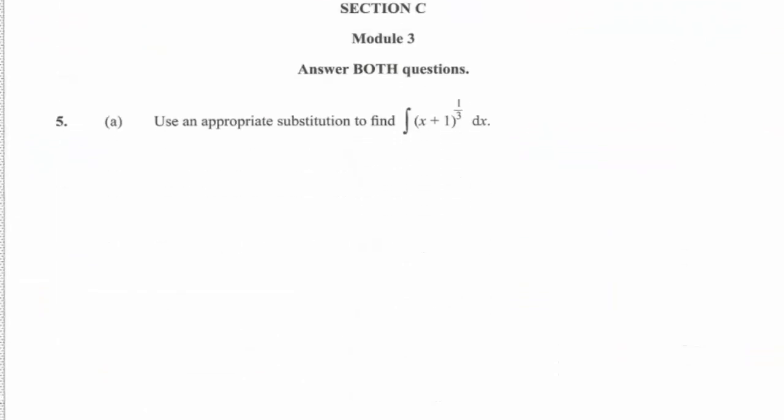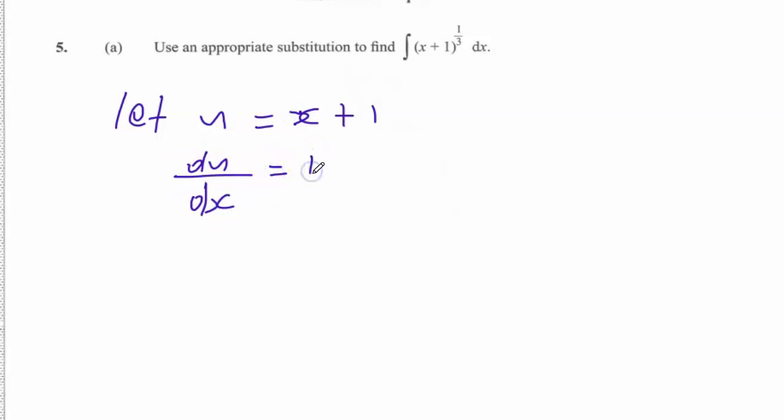So we are now at question 5. Use an appropriate substitution to find the integral of x plus 1 to the power third. So let u be equal to what's in the bracket, x plus 1, which means that du by dx would be equal to 1. Put 1 over 1, and if I cross multiply, I would have du equal to dx.